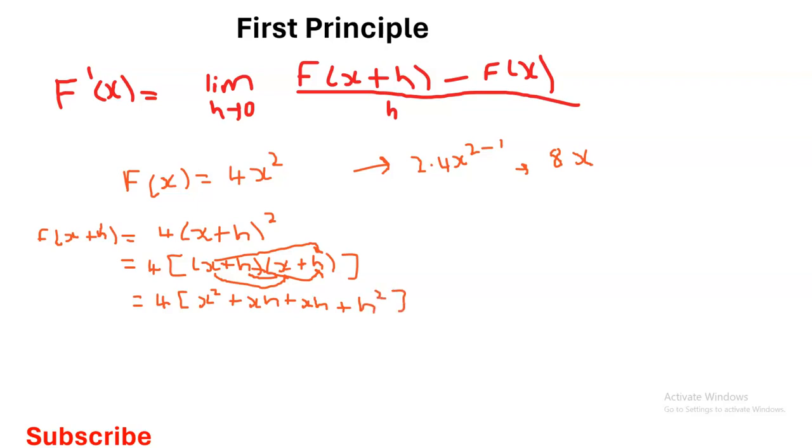From here onward, we can just collect the like terms which we're having in the bracket.